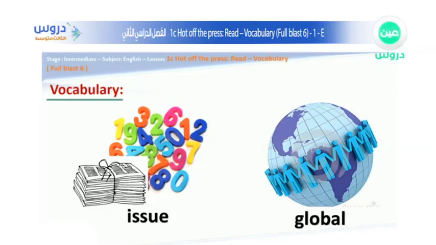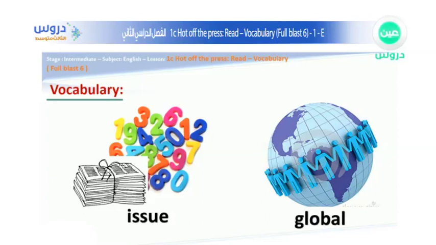Alright, now we move on to the vocabulary section. What is the meaning of issue? We learned this word in the reading that we had. Issue, like a weekly issue for the magazine, like Planet Earth. Every week they make a new issue of the magazine. Sometimes not every week, once a month.